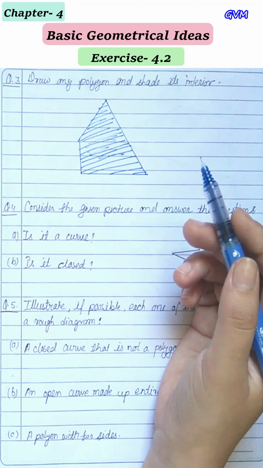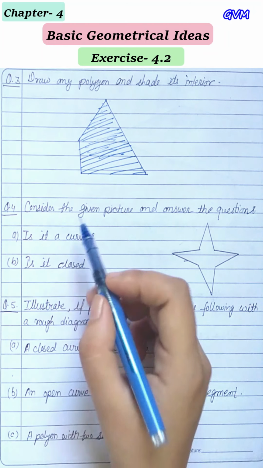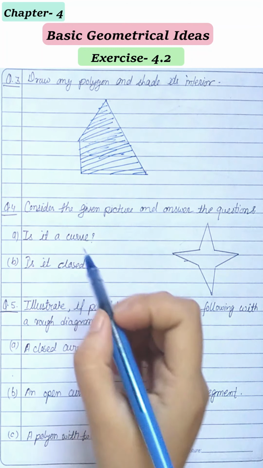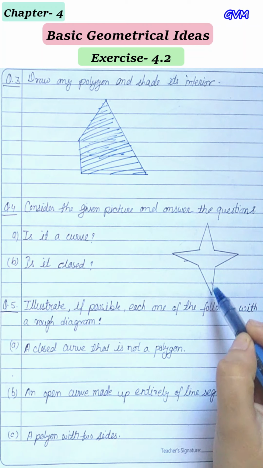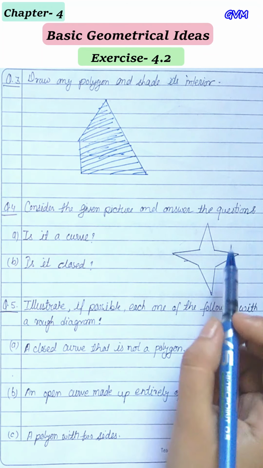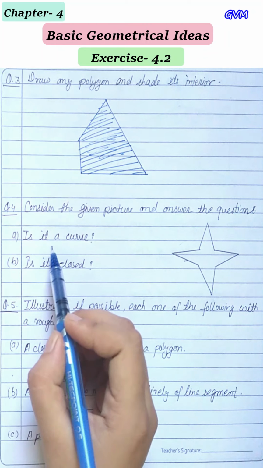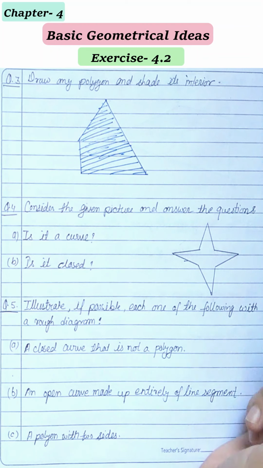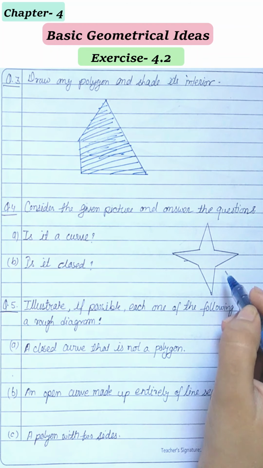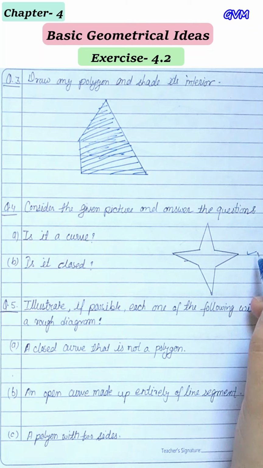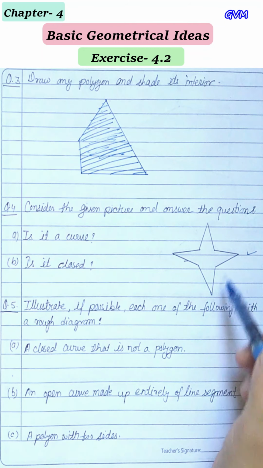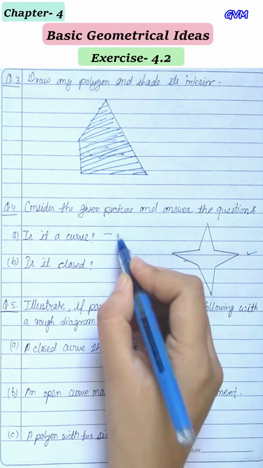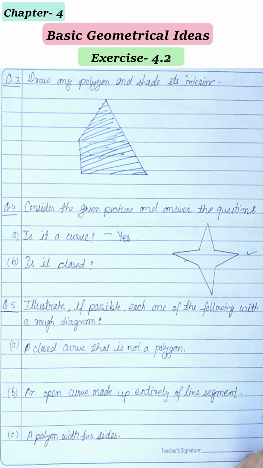Okay, question number 4 we have, consider the given picture and answer the questions. So we have given this picture. Okay, this is a star like shape. Now we have given questions, is it a curve? So we have asked that is this star like shape a curve. So it is a curve because it fits in the definition of curve because it is drawn without lifting a pencil. Okay, so this is curve. Now the answer is yes, it is a curve.